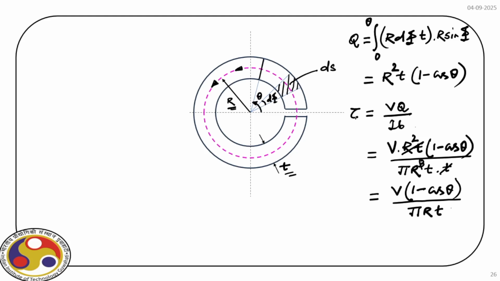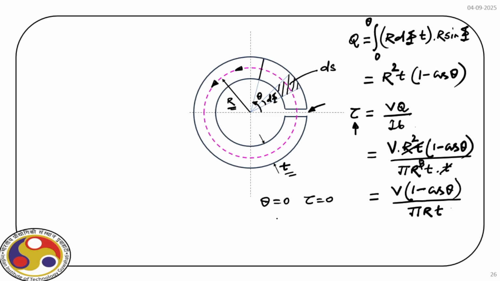So that is the variation of shear stress at the section level for the circular section with a small opening here. Now from this expression, what you can see is as we change theta, the shear stress distribution also changes over the entire cross section. So for theta equal to 0, obviously cos theta is 1. So we'll have tau equal to 0.